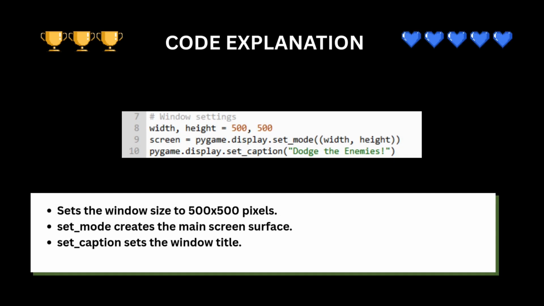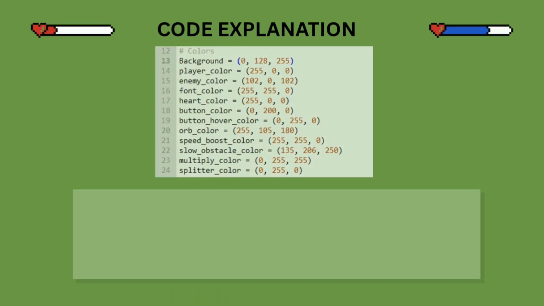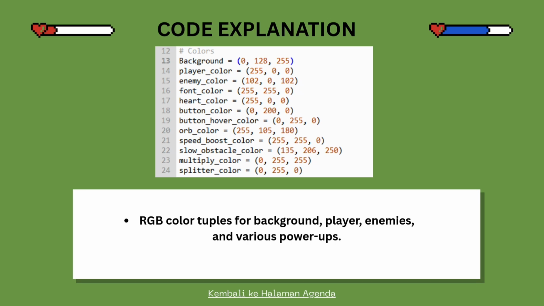For this code, we define the game window size to be 500 by 500 pixels and use the code set_mode to create the game window. We also give the window a title, Dodge the Enemies. Next, for this part, we define a bunch of RGB color values that we will use later to draw the background, player, enemies, and power-ups. It helps keep things organized and visually appealing.